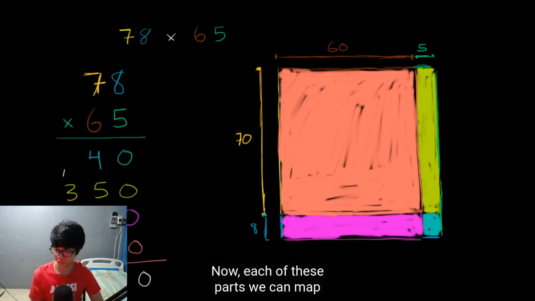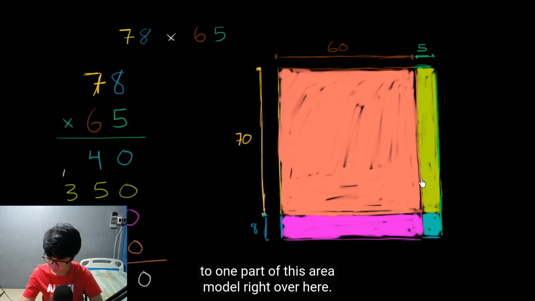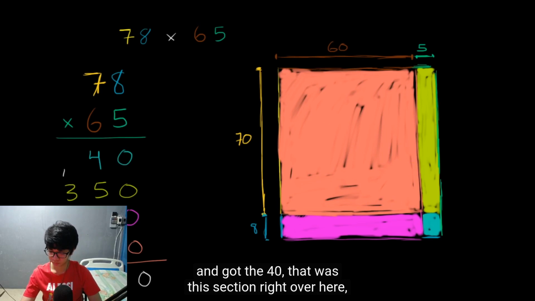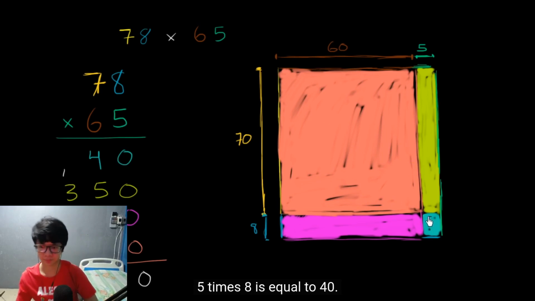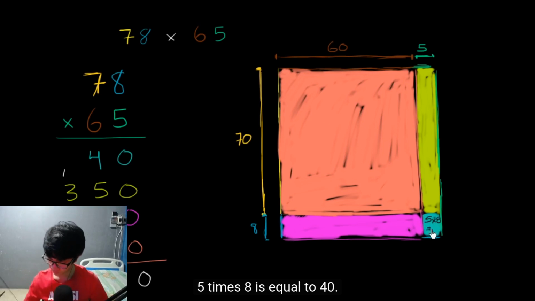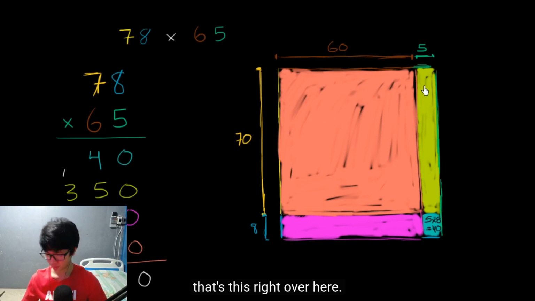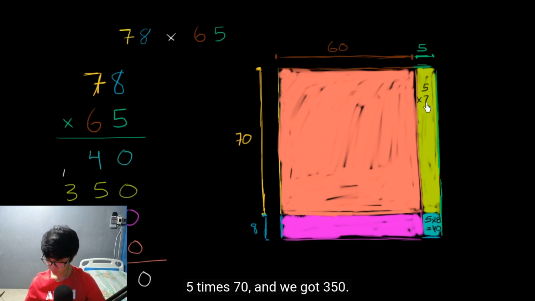Now each of these parts we can map to one part of this area model right over here. When we multiplied the 5 times the 8 and got the 40, that was this section right over here. 5 times 8 is equal to 40. When we multiplied 5 times 70 and got 350, that's this right over here. 5 times 70, and we got 350.